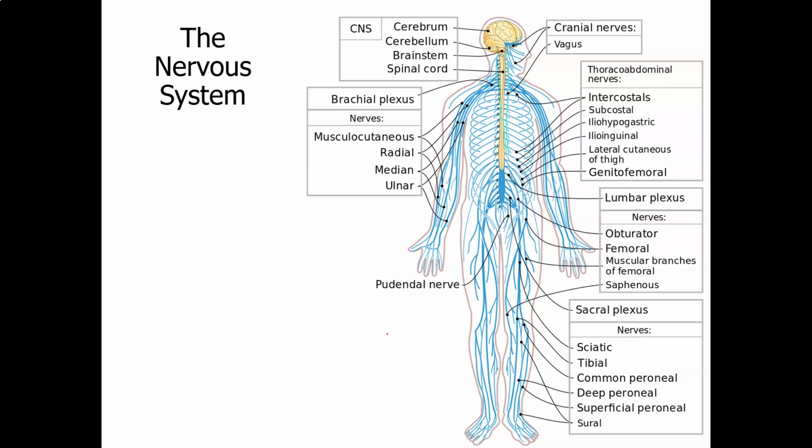The nervous system is divided into the CNS, or central nervous system, and that includes the brain and the spinal cord. The cerebrum, the cerebellum, and the brainstem are all components of the brain. Okay, so the brain and the spinal cord make up the central nervous system.